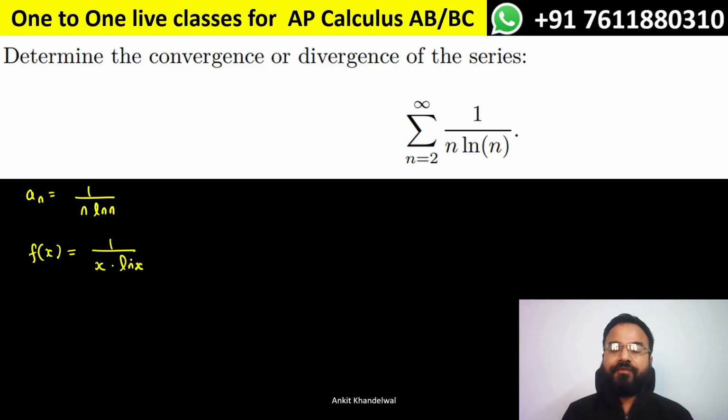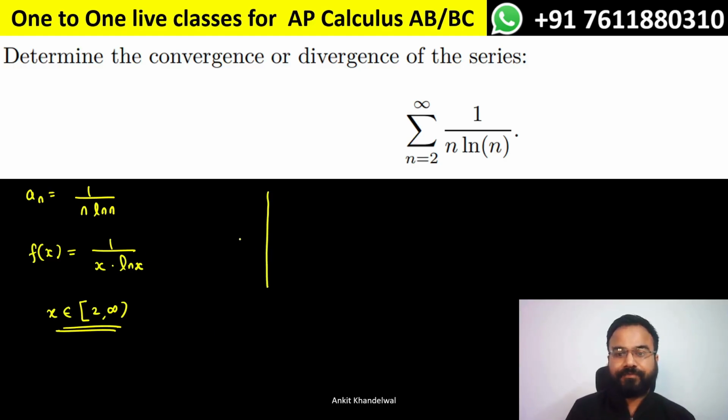This is the function. We have to make sure that the function is positive. Here x belongs to 2 to infinity. So in this interval the function has to be positive, continuous, and decreasing. Since x is positive over here, if you look at the graph of ln x, the graph of ln x looks like this.